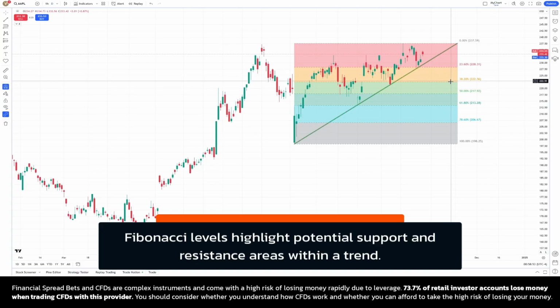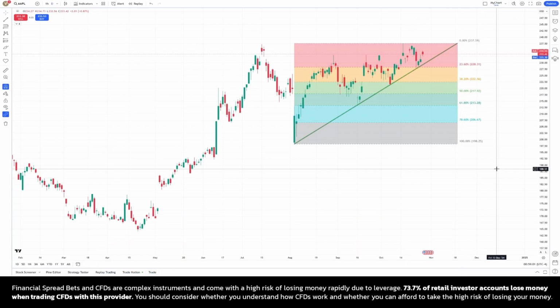This plots the key retracement levels. Typically the 38.2, 50, and 61.8% levels are the ones traders focus on the most. The power comes in when you see these Fibonacci levels aligning with the trend line you've drawn. When a retracement level coincides with a trend line, it forms a more robust area of confluence.